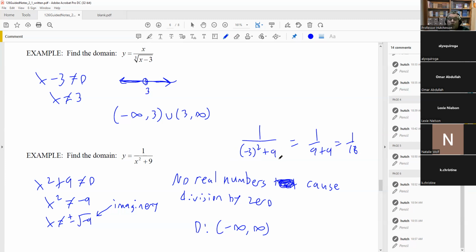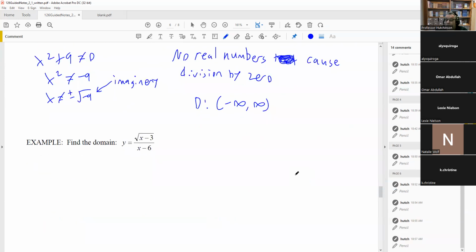So if you might have been wondering why the answer is not negative 3, it's because negative 3 does not cause division by 0, and therefore negative 3 can be included in my domain. So that means there's nothing that causes division by 0. So my domain is negative infinity to positive infinity that I have there.